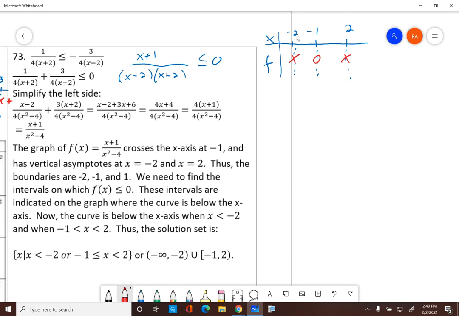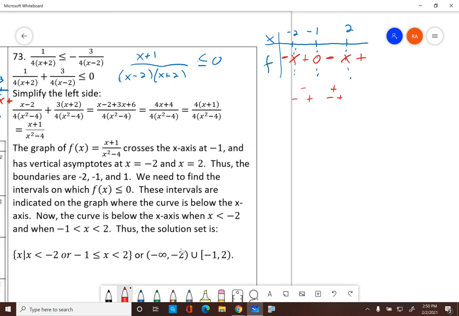Okay, so if I check a number to the left of negative 2, like negative 100, I get negative, negative, negative, which is going to be a negative. Between negative 2 and negative 1, like negative 1.5, that numerator will be negative, that's negative, but that's positive, so it's going to be positive. Between negative 1 and 2, like 0, positive, negative, positive is negative. And then to the right of 2, like 100, positive, positive, positive is going to be positive. So I want to know, when is this negative? That is to the left of negative 2 and between negative 1 and 2.